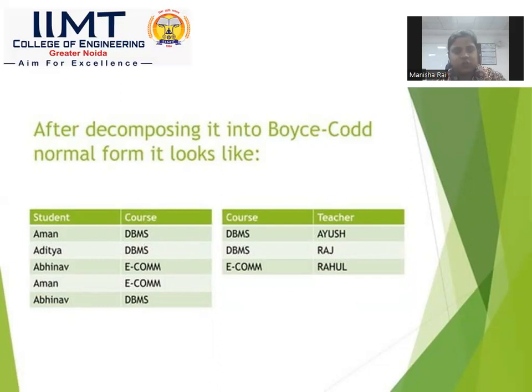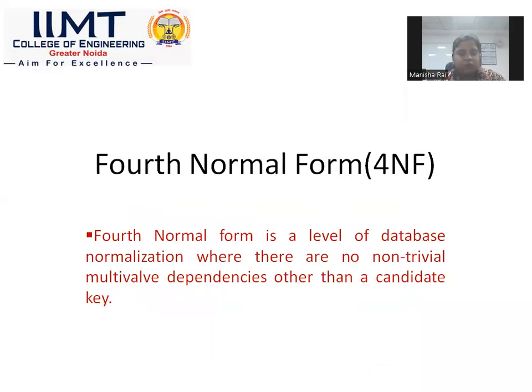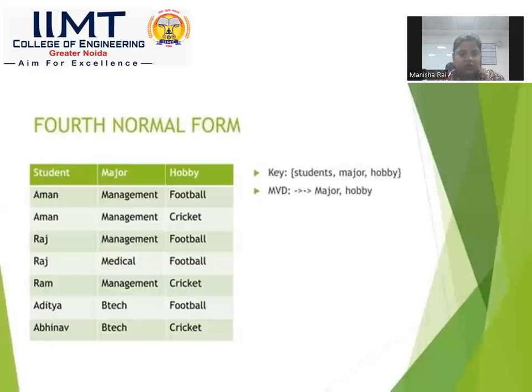After BCNF, we will lead towards the fourth normal form. Our fourth normal form has to fulfill some criteria. First of all, it has to represent itself in first, second, third, and BCNF normal form. After that, no trivial multi-value dependency is allowed. What is that? To understand this, now look at this table.